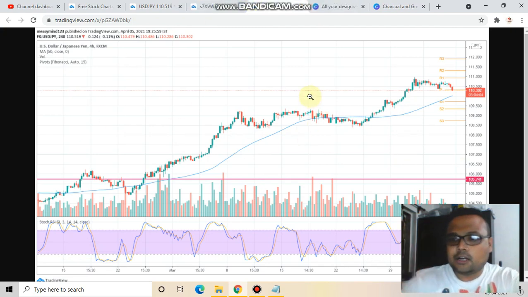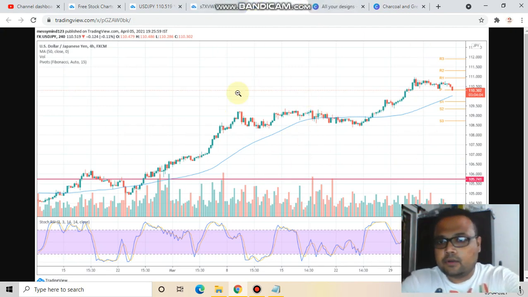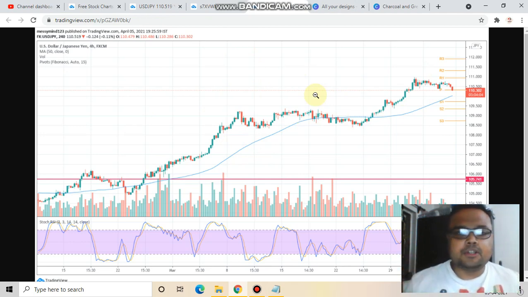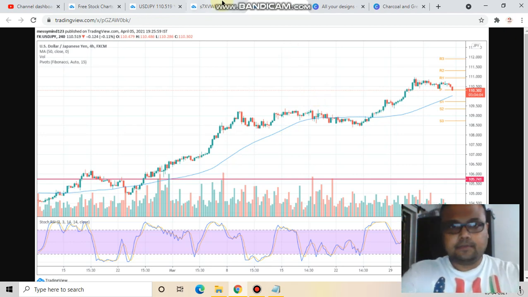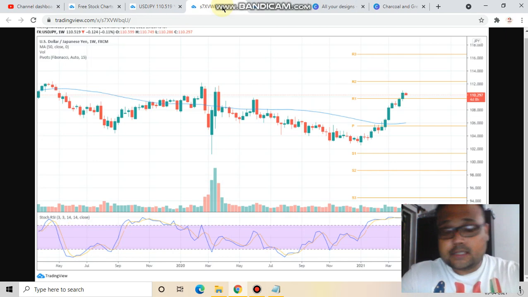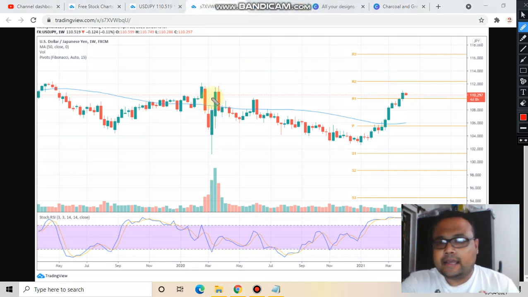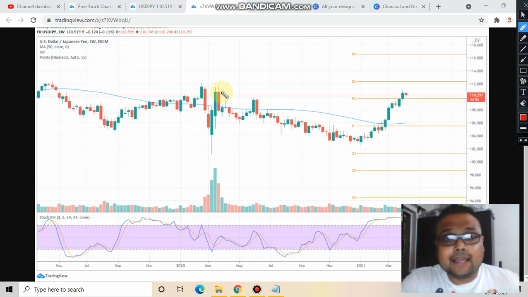This is the overall chart of USD JPY, and there is no doubt that market is extremely bullish for the last couple of weeks. The reason why I told you not to go long in my previous video is this. This is the weekly chart of USD JPY, and as I mentioned in my previous video, market has already entered in the resistance zone in the weekly chart. And as we all know, weekly chart is very important because this is the time frame of the big players, and we should not mess with the time frame of the bigger players.